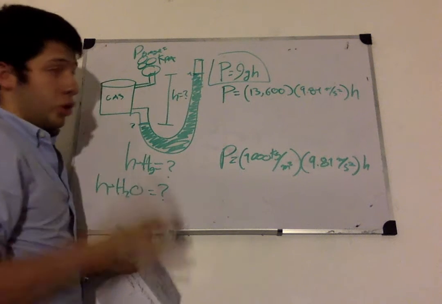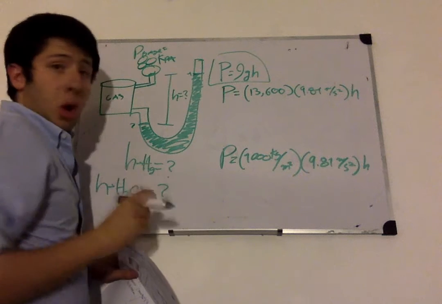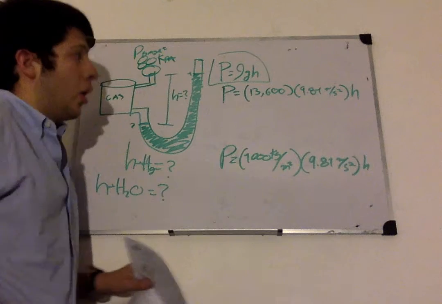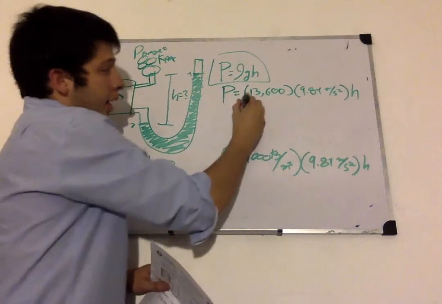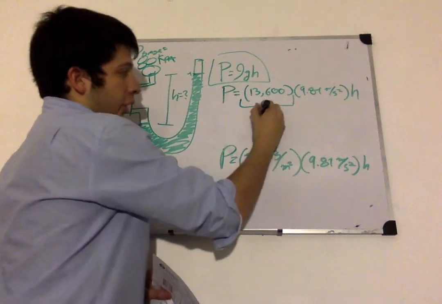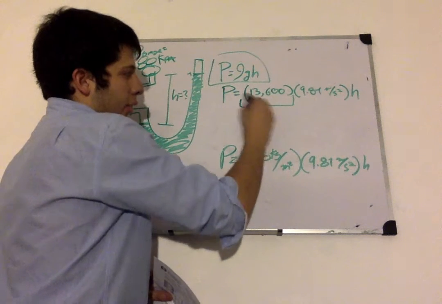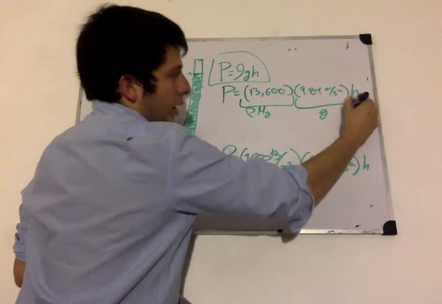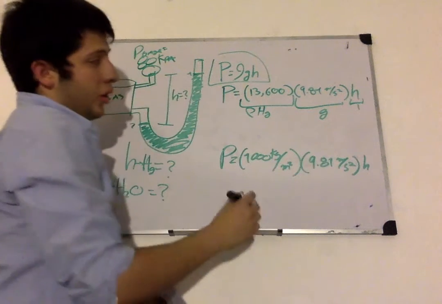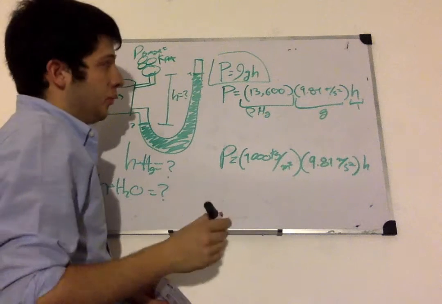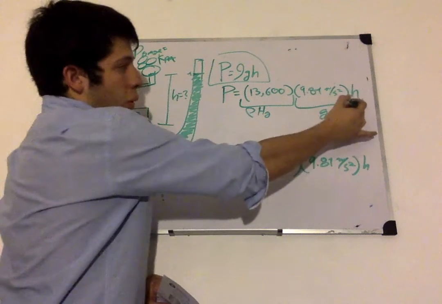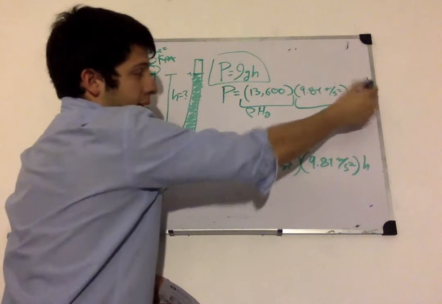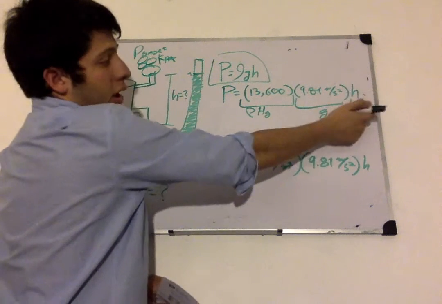So this was a short, easy quiz, because almost the only thing we have to do is substitute. Here I already substituted. This is the density of the mercury, this is the gravity, and this is the height that we don't know. So the only thing that we need to do is calculate this h, to obtain the value of this height.